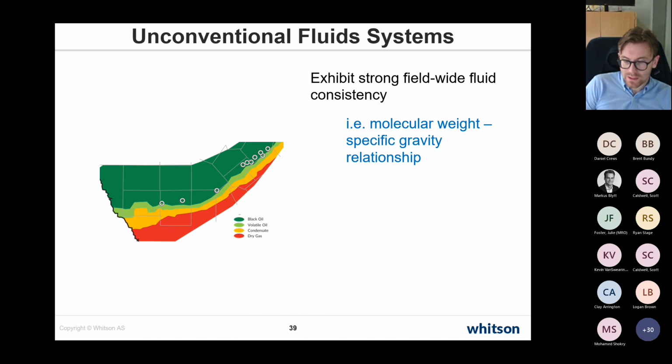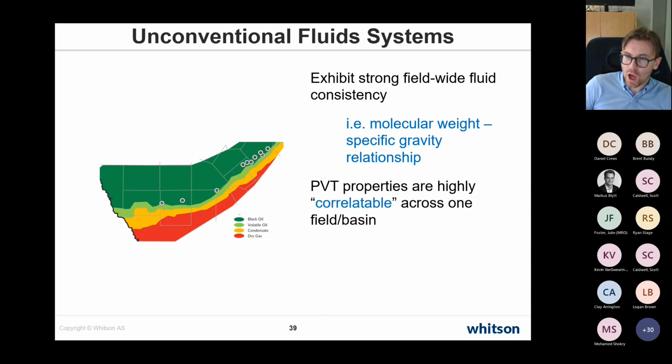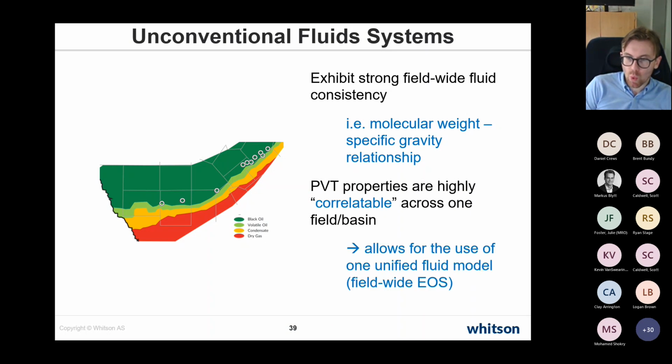What that results in is that PVT properties are highly correlatable across a field or a basin. So that allows you to use one fluid model, so one equation of state model, for the entire basin. And we haven't talked much about this already, but we'll talk about it a little bit later today. What is in a fluid model? What does it look like? Why do we care? Etc.